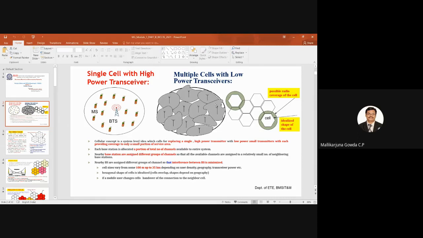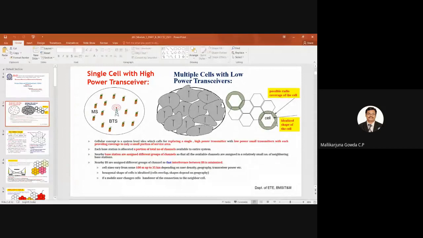So here we need to understand, I have shown the first diagram with a rough structure, right? The coverage will actually be like this, but for mathematical analysis, we have taken the shape of the cell as a hexagon. Okay, so it simplifies the mathematical analysis. But the idealized shape of the cell will be like this. It will be covering omnidirectionally, in all the directions.